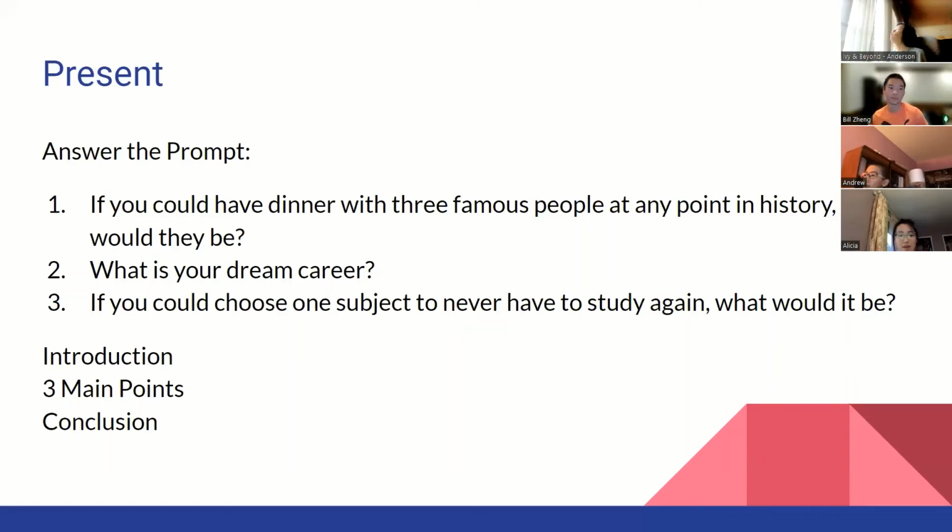Sure. My topic is the third one. If I could choose a subject to never study again, it is probably going to be gym and French. French for me is a bit useless because I'm not going to live in Quebec for my entire life. And I'm studying English right now. I can't even handle one language. How can I handle the second one?